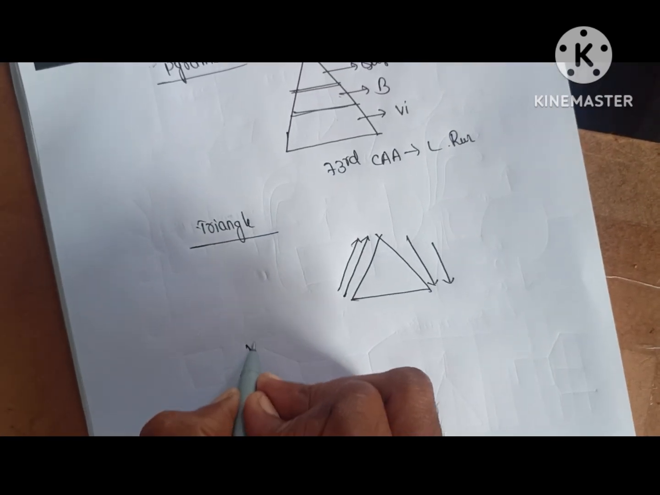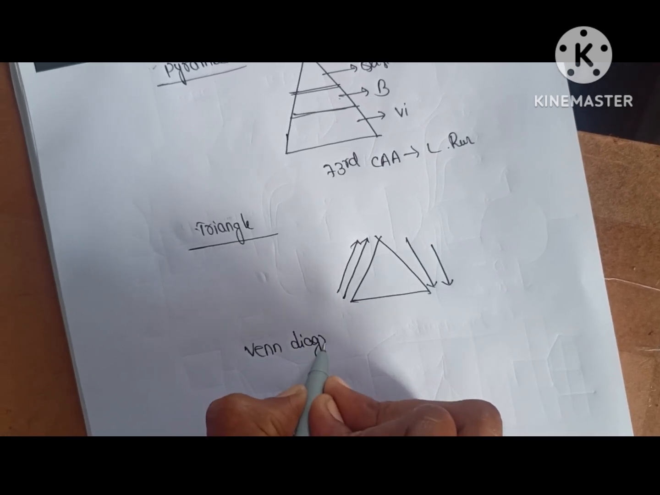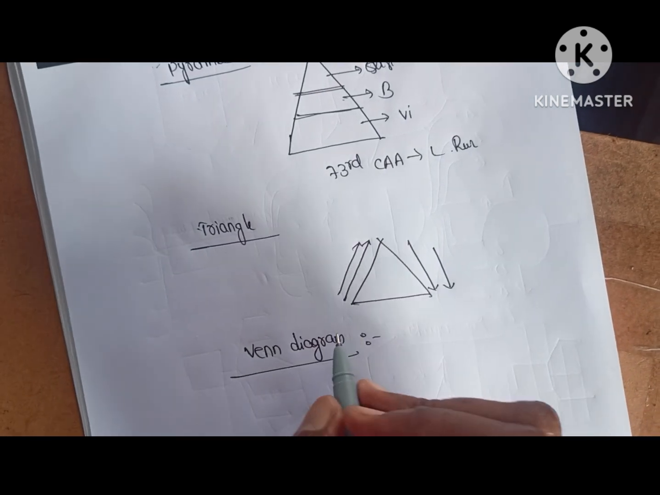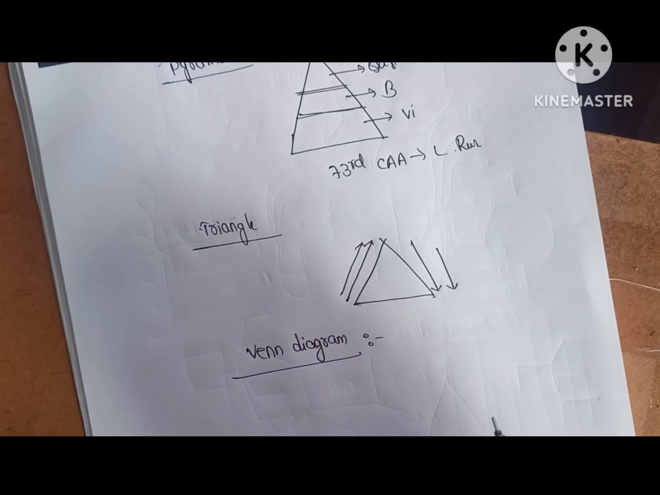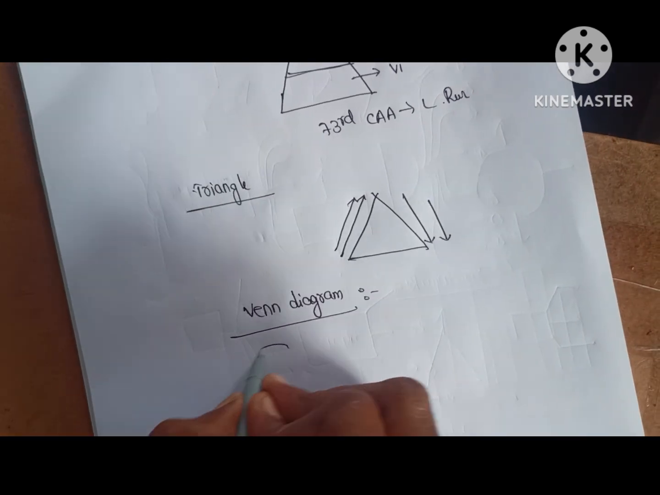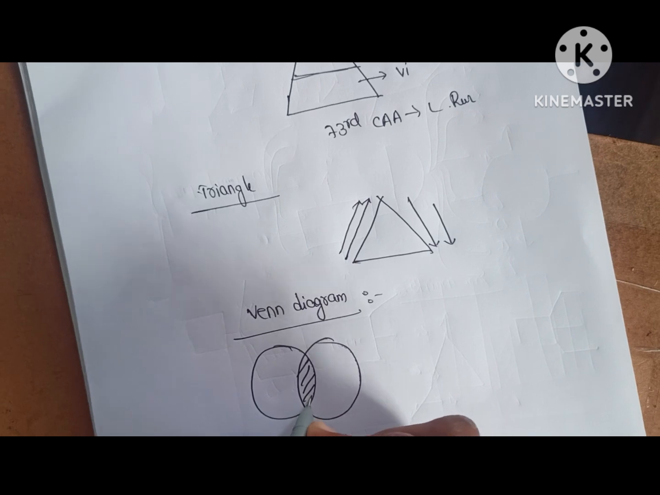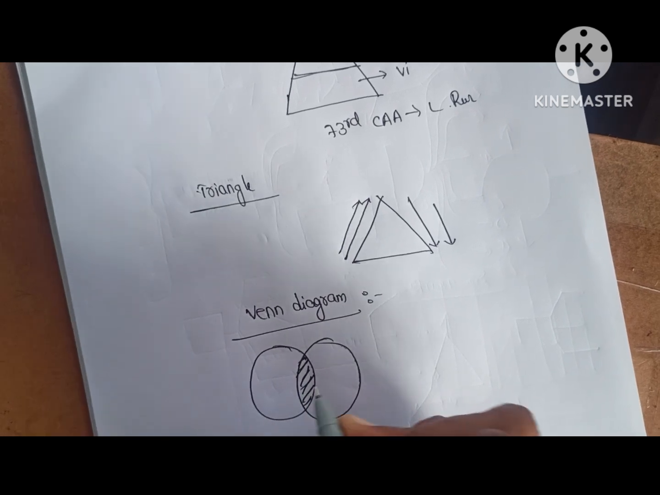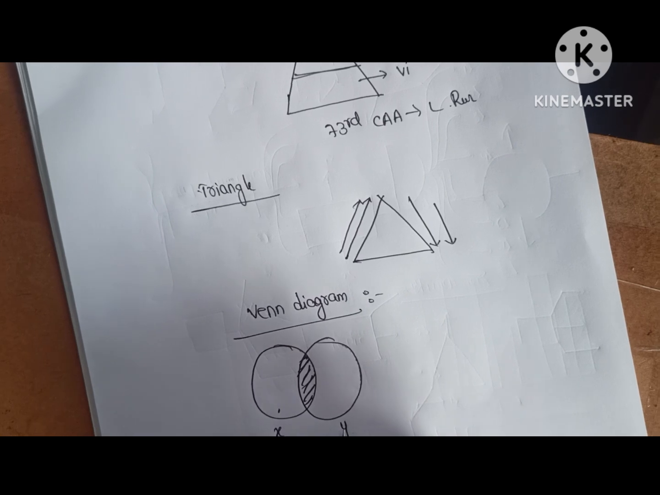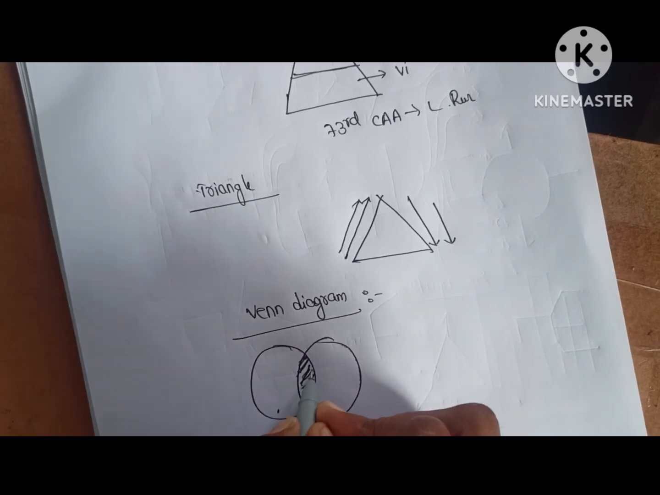And the final one is the Venn diagram. A Venn diagram is used when multiple virtues or problems are intersecting. For example, two different concepts: X is one concept and Y is a different concept. They have somewhat 10% or 15% similarity.